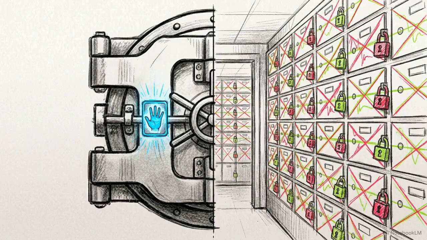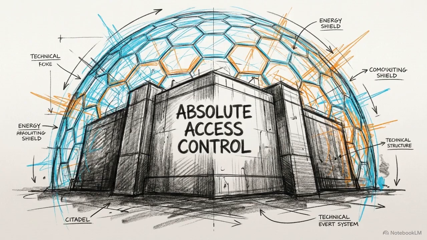Authentication secures the entry point, while authorization secures the internal resources. Together, they move the system from a simple login screen to a true zero-trust architecture.